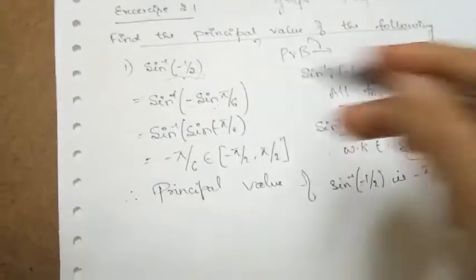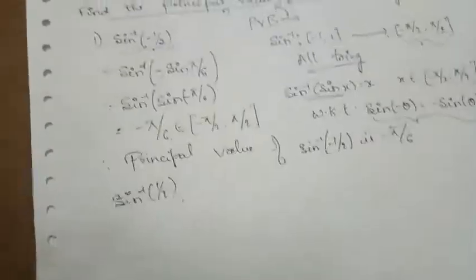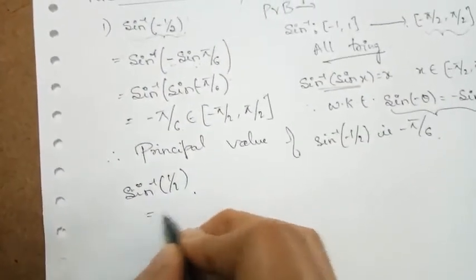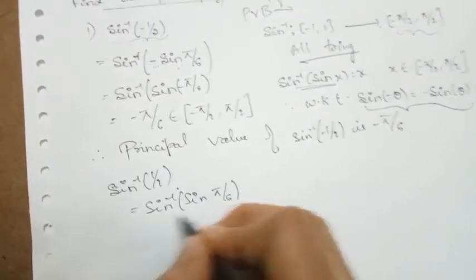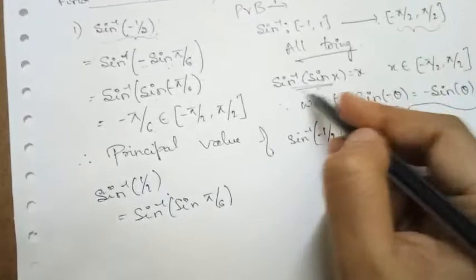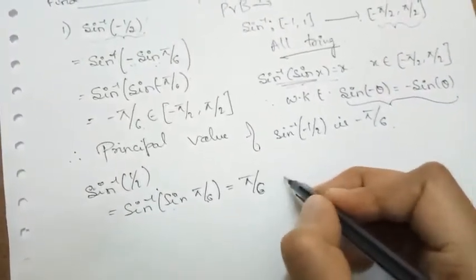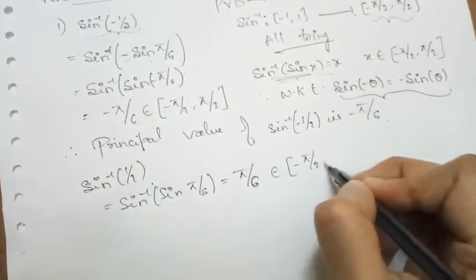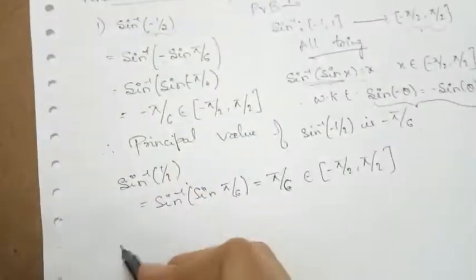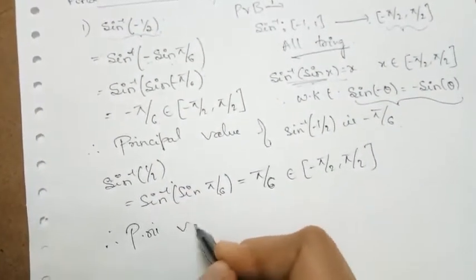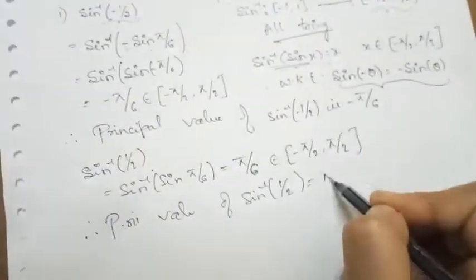Similarly you can try this for the positive value, that is sine inverse of 1 by 2. If sine inverse of 1 by 2 comes, we can write sine inverse of sine pi by 6. Clearly that is in this format. So the value of this is equal to pi by 6. Clearly pi by 6 belongs to the principal value branch. Within this range the value pi by 6 lies. Therefore the principal value of sine inverse of 1 by 2 is pi by 6.